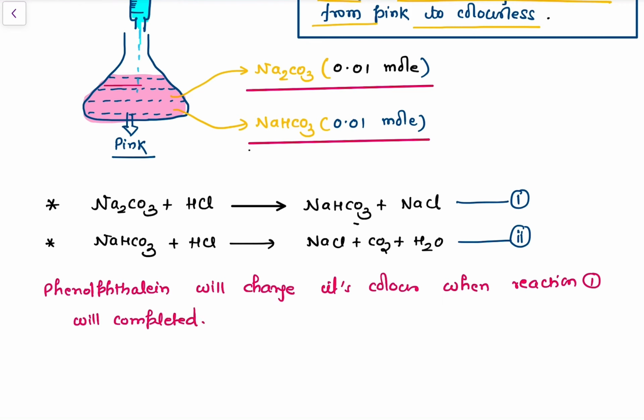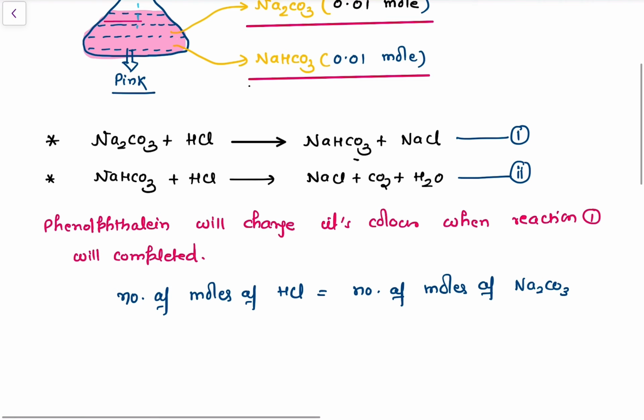And in reaction 1 we can see that 1 mole of sodium carbonate reacts with 1 mole of HCl, or 2 moles of sodium carbonate will react with 2 moles of HCl, or 3 moles with 3 moles. That means the number of moles of sodium carbonate will be equal to the number of moles of HCl. And suppose the volume of HCl required to change the color of the phenolphthalein from pink to colorless is V ml.